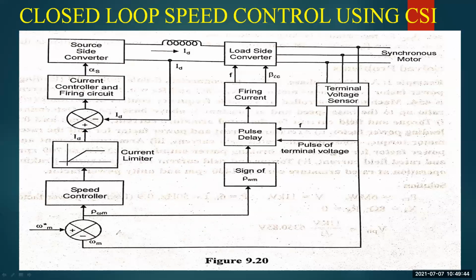If omega m star, that is called the reference speed, is approximately equal to omega m, the actual speed, then the current limiter will become desaturated. If the reference speed is equal to the actual speed, the current limiter desaturates and the drive, a synchronous motor drive, comes to the required speed at the DC link current, which balances the motor and the load torques.